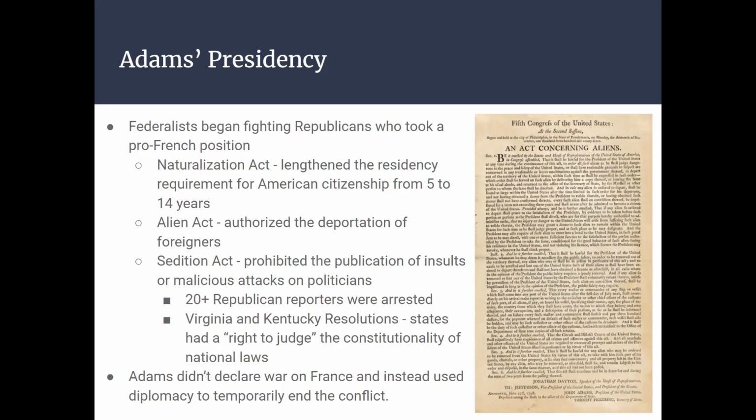Now, Adams did not declare war on France, even though many Federalists wanted him to. He instead was able to use diplomacy. They met with the French negotiators, and they were able to end the conflict between the United States and France. So it did not lead to war.